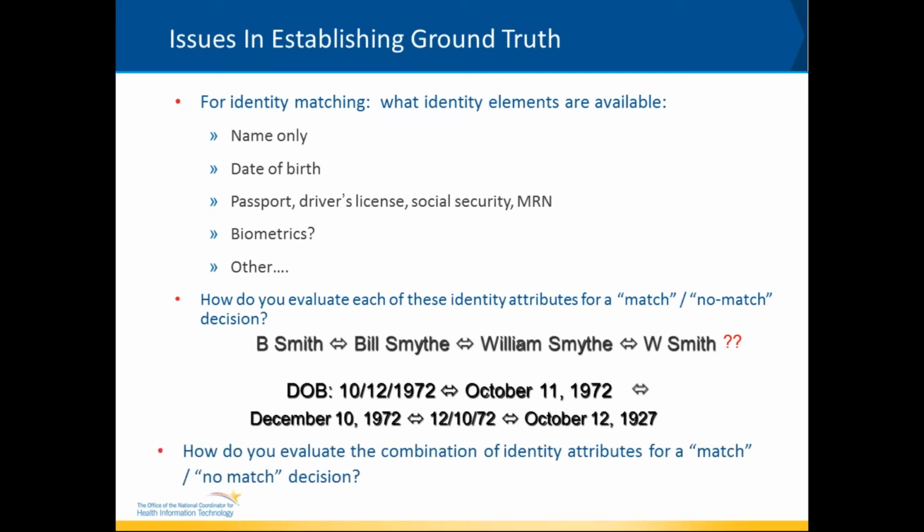Next, please. And then how do you evaluate the combination of identity attributes for a match and a non-match decision? So if it's Bill Smith versus B. Smith and the dates of birth are 10/12/72 and 12/10/72, is that a match or is that not a match? And that all depends on the interplay between all of these elements. Next, please.